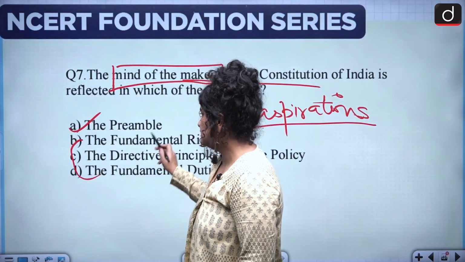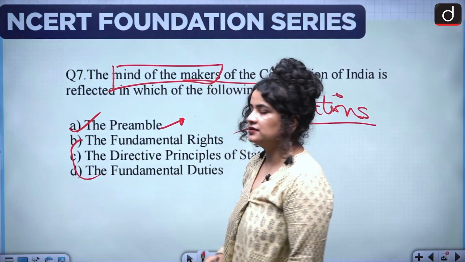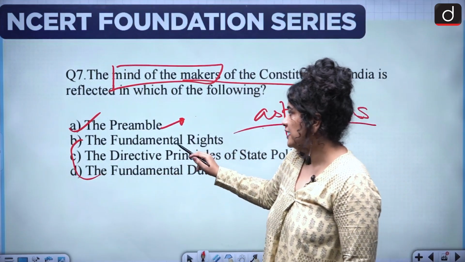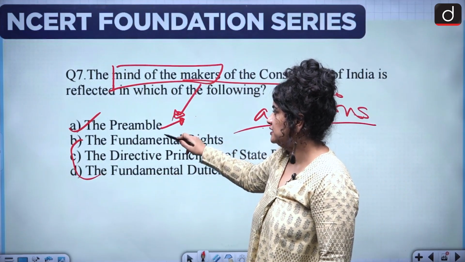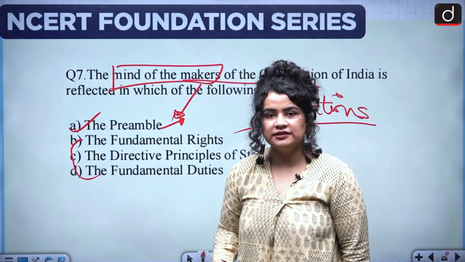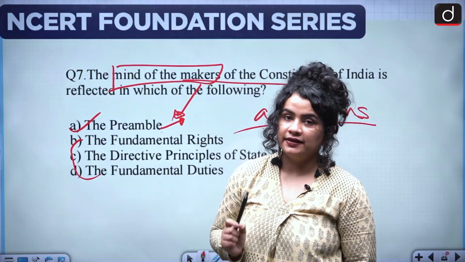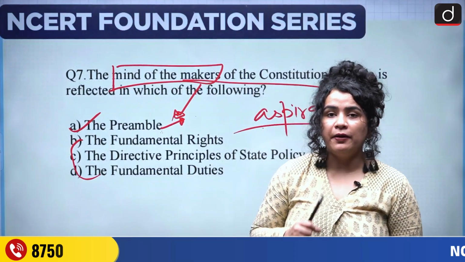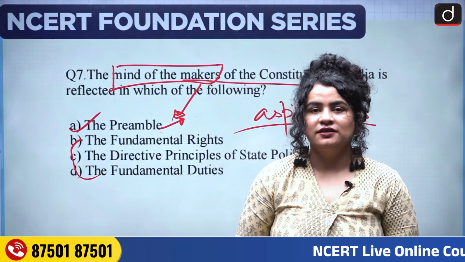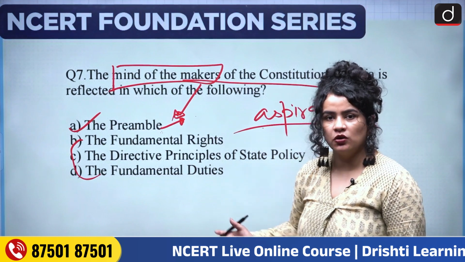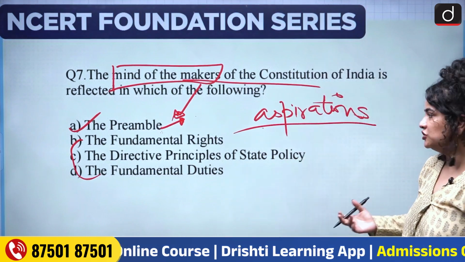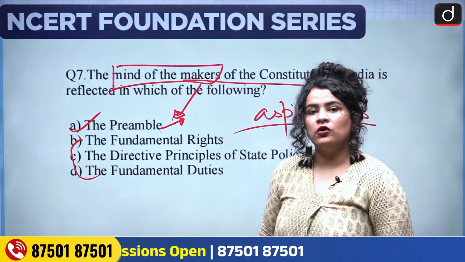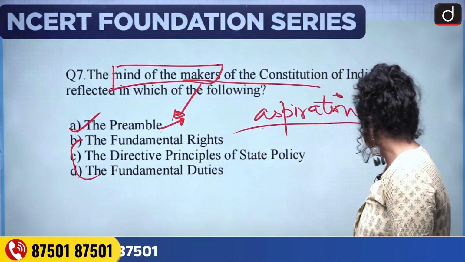All of these are important, but this is actually the philosophy that is reflected here. This is what reflects what our forefathers were actually thinking, their aspirations for all the citizens. And they were actually thinking about providing liberty, justice, fraternity to all the citizens, ensuring liberty, justice, equality and fraternity, unity and integrity to all the citizens. All right.